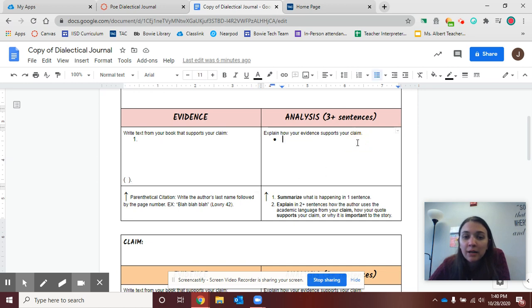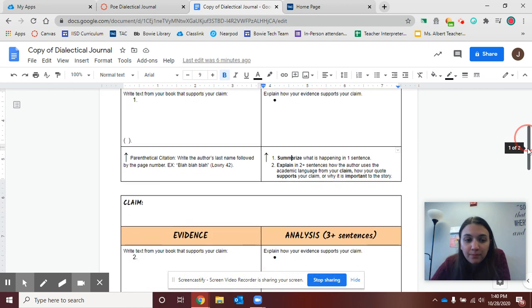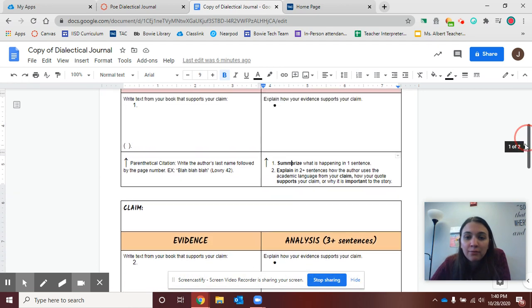And then on the right-hand side, we have our analysis. And I reminded you here that this summary can be the first sentence, and then your explanation should be 2 or more sentences. In my case, I had 1 sentence summary and 3 sentences explanation. And I did that for each of them.